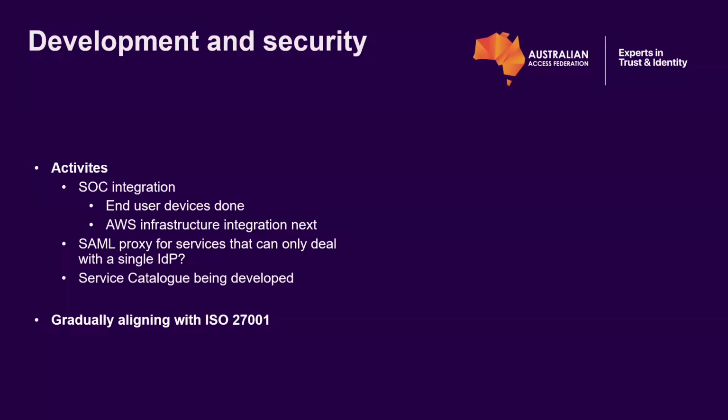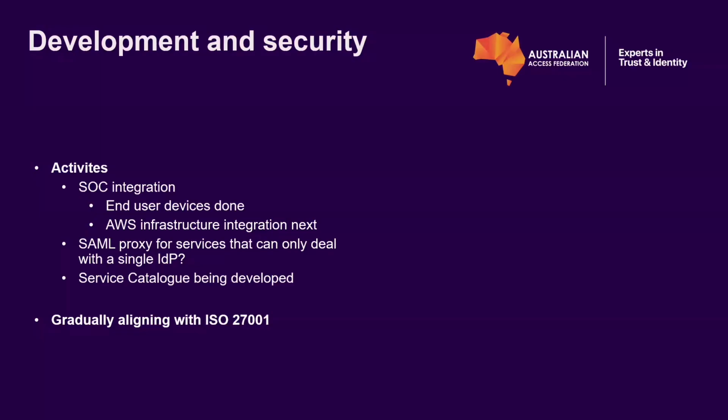We've got a SAML proxy for services that can only deal with one single IDP being thought about. It's a SAML to SAML proxy. We already have a OADC proxy to SAML for services that only do OADC. Eagerly awaiting OADC Federation to see what that looks like. And we also have a JWT, or JSON Web Tokens proxy that predates OADC that we still have a lot of services using, which also makes it easier for our developers to connect their services to the Federation. We've got a service catalogue being developed.